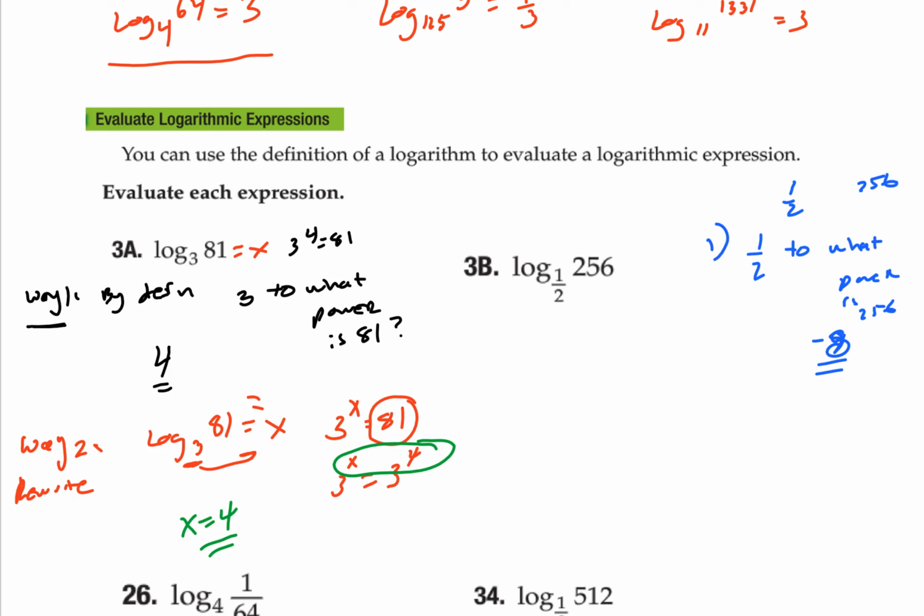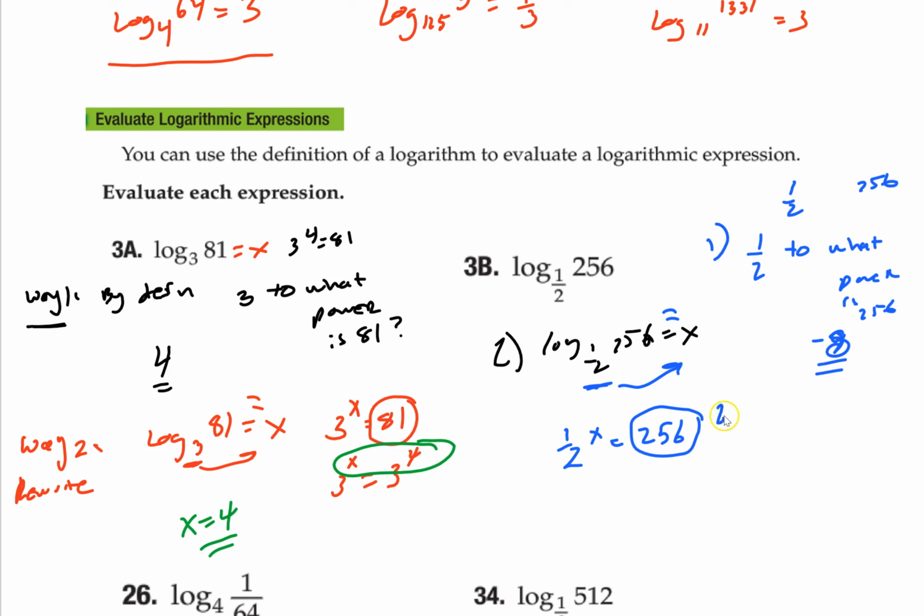Again, way 1. Way 1's good if you know your stuff. Way 2 gives you a little structure. Right, way 2 is set equal to x. Set equal to x, rewrite it. So find your base, 1/2. 1/2 to the x equals 256. Now it's just like last time's homework. We gotta try to get the bases to match. So lots of ways you can do this. First, you gotta break down 256. No matter what you do, you gotta know that 2 to the 8th is 256. So this is gonna be (1/2)^x equals 2 to the 8th.